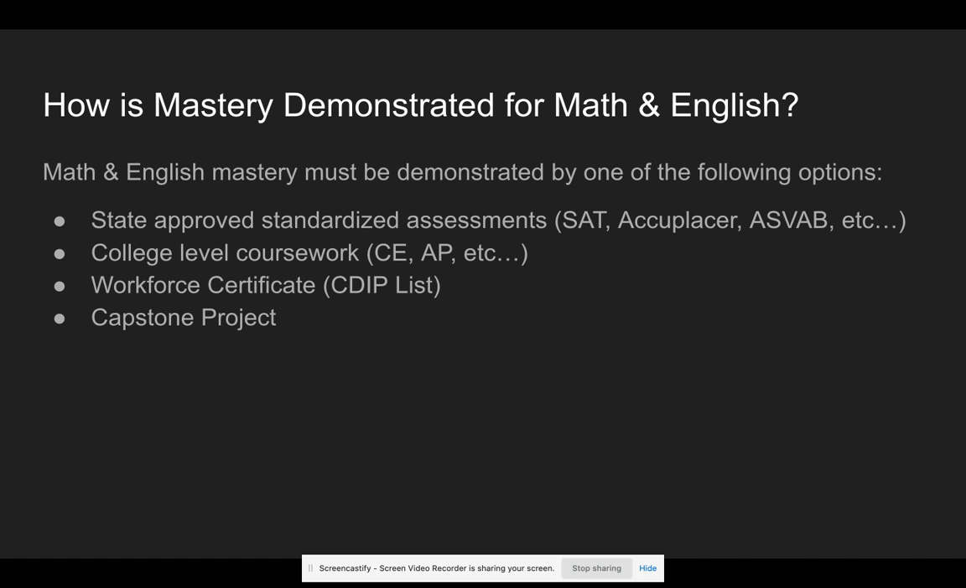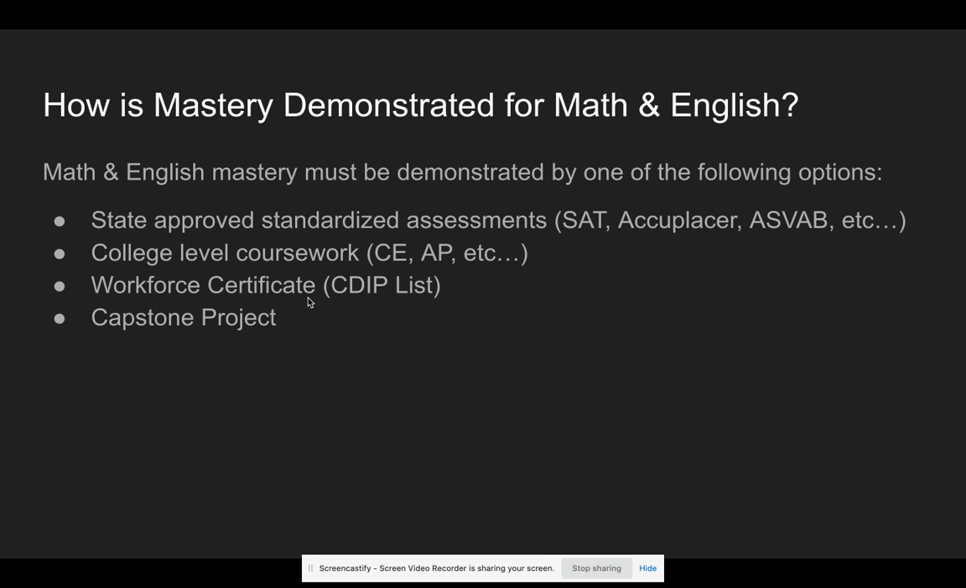How is mastery demonstrated for math and English? Again, this is a state requirement, and you can use one of the following options as a student to demonstrate mastery. A state-approved standardized assessment, such as the SAT, AccuPlacer, or ASVAB; a college demonstration of mastery with college-level coursework, which could be concurrent enrollment, AP, and other type courses; and as well a workforce certificate is an option.